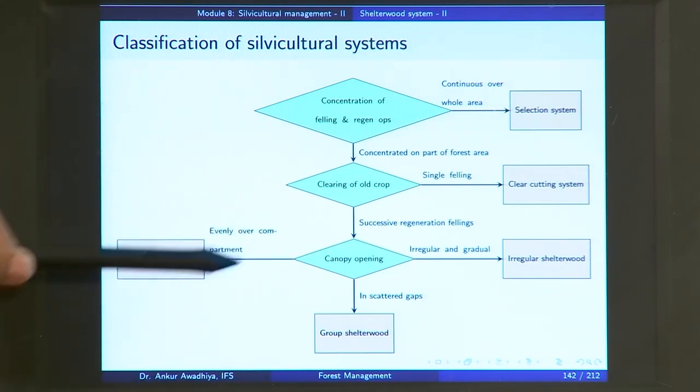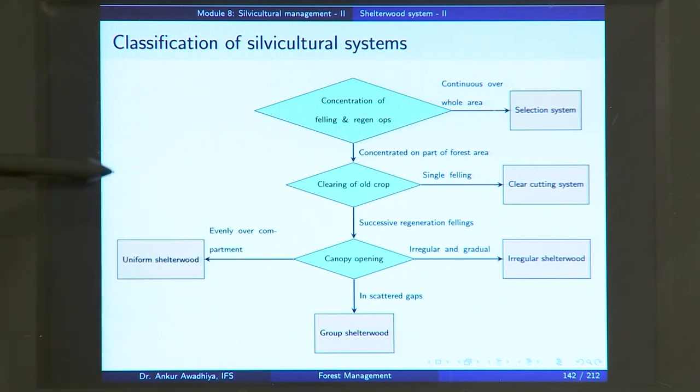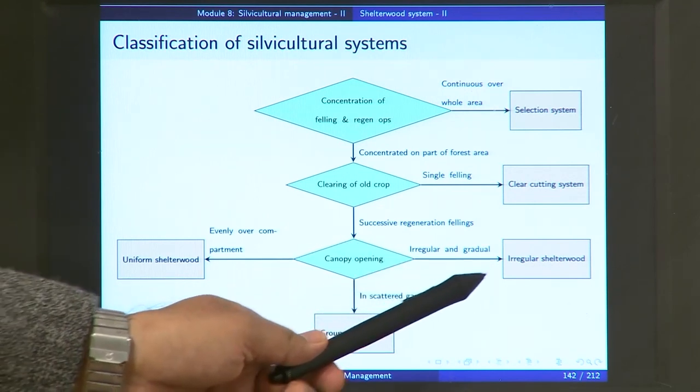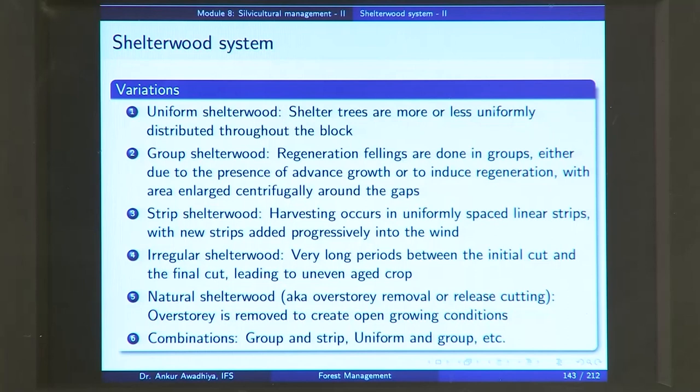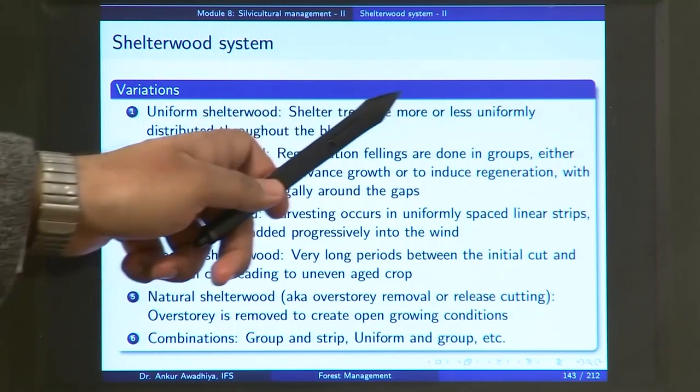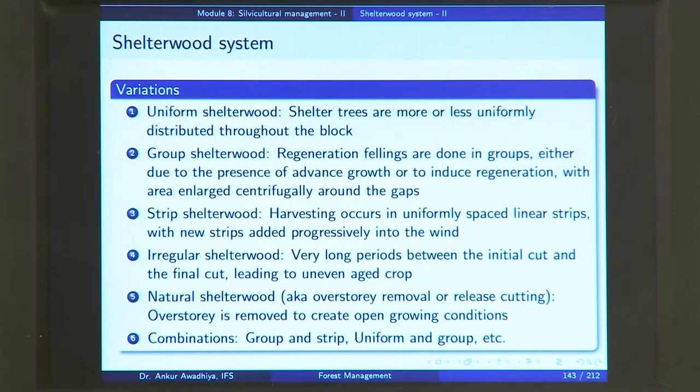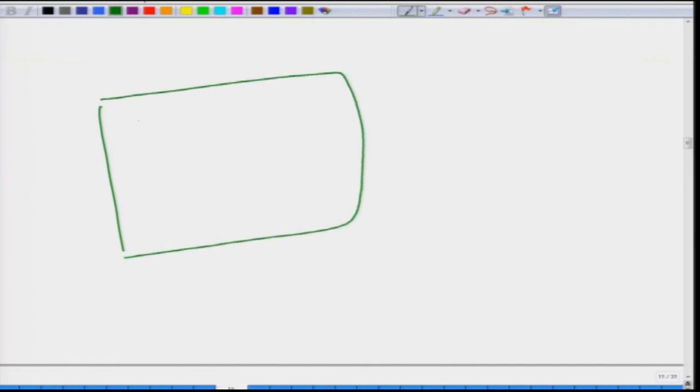And a Shelterwood system is further classified into different categories. We have the uniform Shelterwood, in which you do the canopy clearing evenly over the compartment, or you can do it in scattered groups in the case of a group Shelterwood system, or you can do it in an irregular and gradual manner in the case of an irregular Shelterwood system. These variations can be shown in this slide. In the case of a uniform Shelterwood system, the shelter trees are more or less uniformly distributed throughout the block. So, what we are saying here is that you have this block and you are leaving the Shelterwood trees more or less uniformly in the whole of the area.